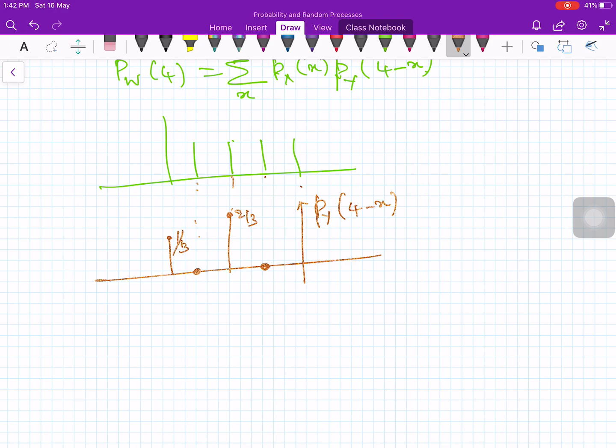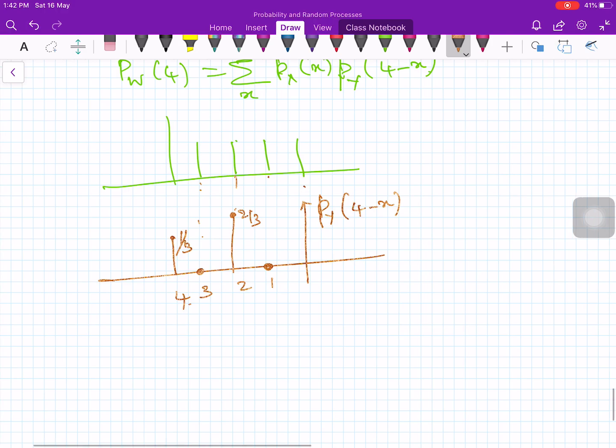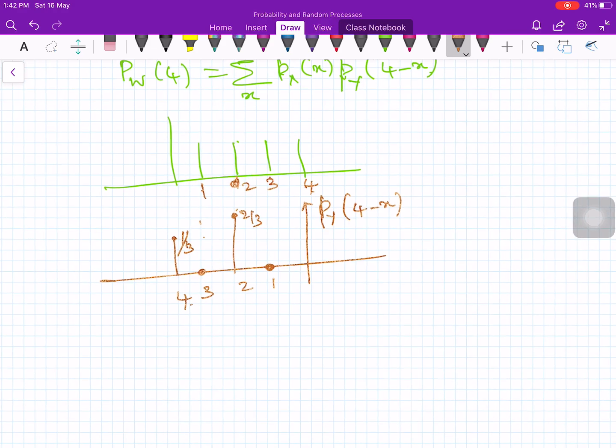Now if you multiply term by term, this is 1, 2, 3, 4. Okay, so this also 1, 2, 3 and 4. So this point and this point becomes 0. Here the probability is 1 by 3, and this one if you multiply, it gives 0.